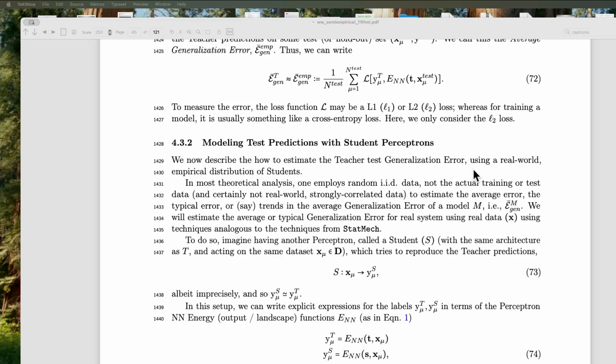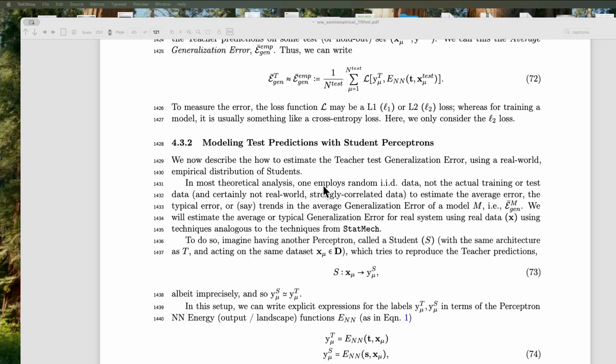Well, you'll see. So now we want to model the test predictions with student perceptrons. This is something I want some feedback on, because in the literature they talk about modeling the generalization error using an empirical distribution of students, and there's a question of how you define the students. And so this is the idea.